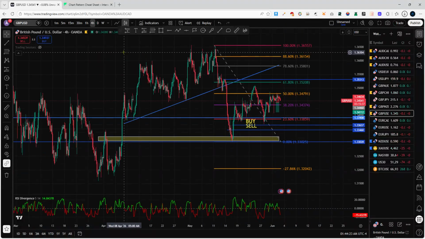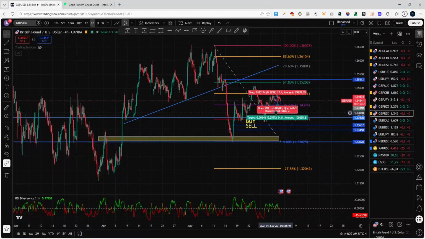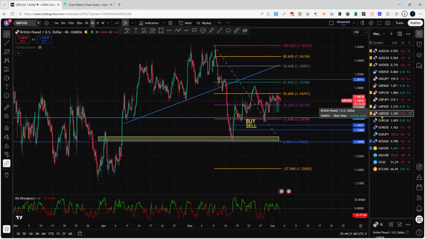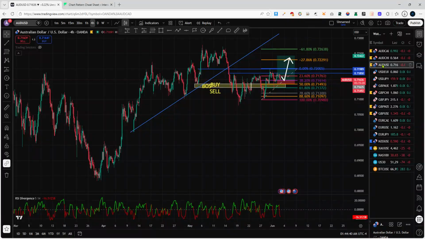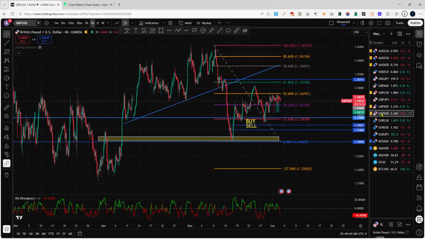GBP USD. Of course, if price comes here, I'm not going to take this trade though because there's red folder news coming up. Maybe I shouldn't take this one either. The United States has red folder news. I don't know, we'll see. Honestly, this trade will probably have played out by then. So that's what I'm looking for.